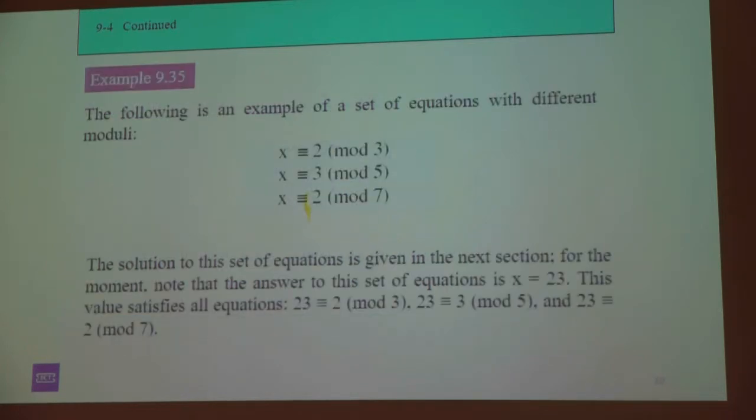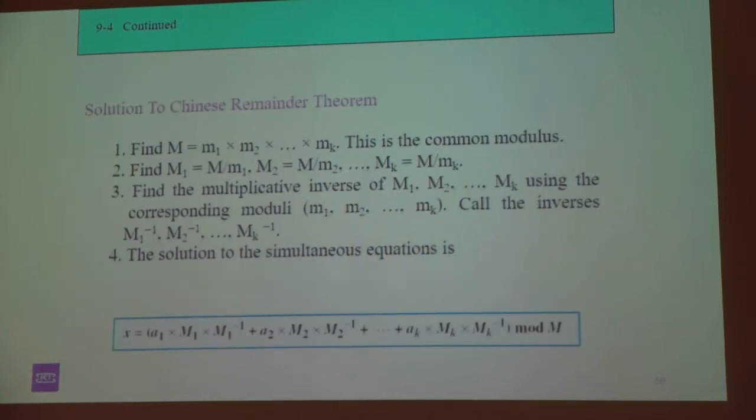In our example, what are the m's? 3 times 5, what is a big M? Equal 3 times 5 times 7. So you calculated the M. Then after that, you'll find capital M for each equation. So M1 equals our M divided by m1. M2 equals M divided by m2, and so on and so forth. Then after that, we find the multiplicative inverse for M1.